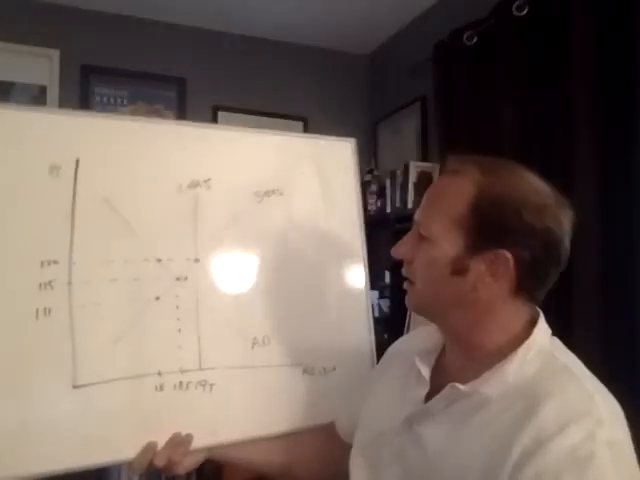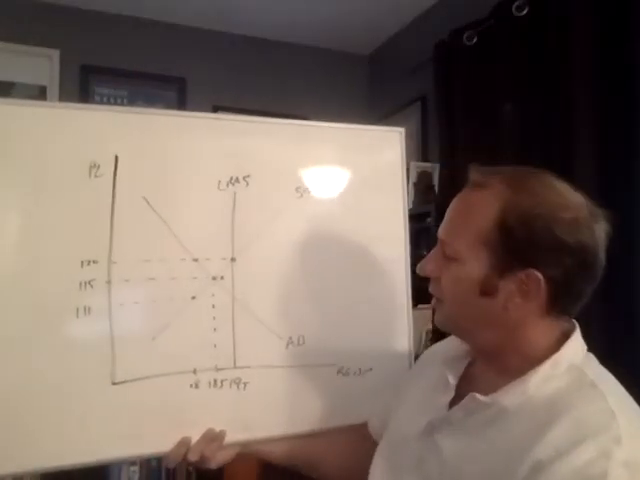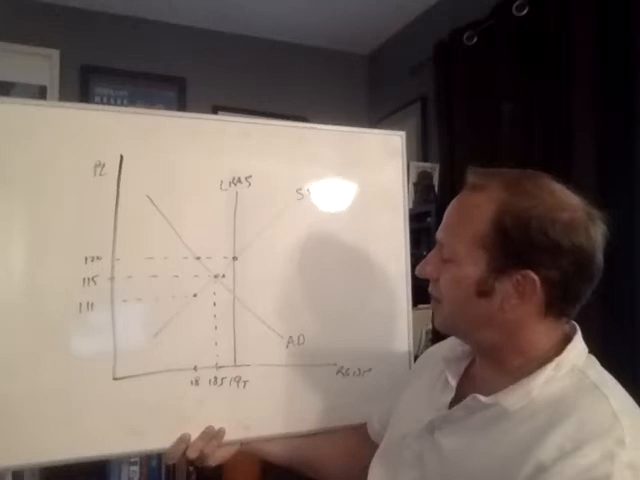Number 9. Consider the diagram below in which the current short-run equilibrium is at point A and answer the questions that follow. First, what type of gap exists at point A? I've tried to copy the model on my whiteboard here. I think I have it right. So at point A, what type of gap do we have?